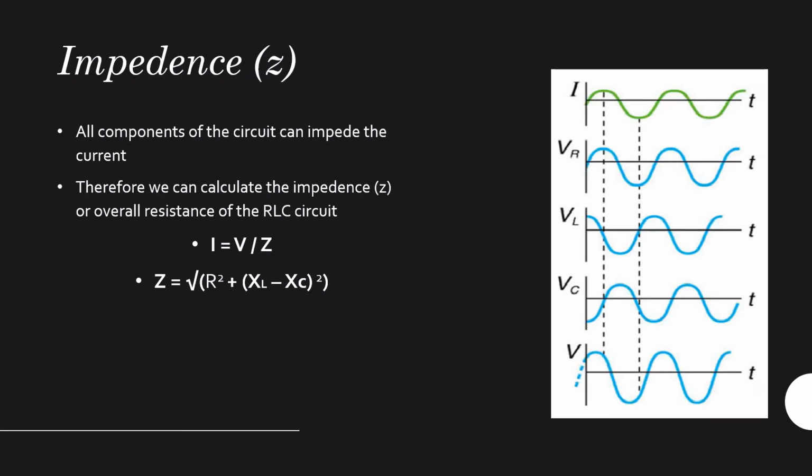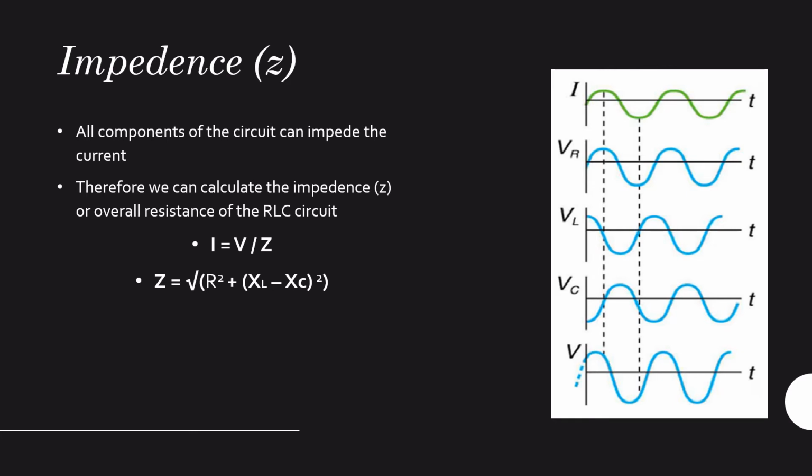So we know how the inductor and the capacitor are going to interact, but now let's put it all together and add the resistor in as well. All three of these components can act to impede the current. So we can basically calculate what's kind of like an overall resistance of the circuit. And that's what we call the impedance of the RLC circuit. It's denoted by the variable Z.